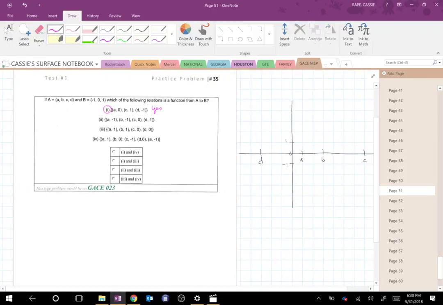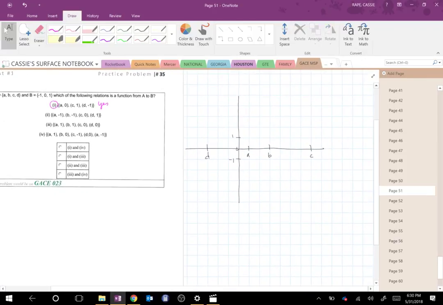Okay, so let's look at 2 now. 1 was yes. 2 is, and let's do that in purple. So that's the purple one. A -1, place in the dot. B -1, C0, and D1. Again, the vertical line test is perfectly fine with all 4 of those points, which means for 2, yep, also a function.